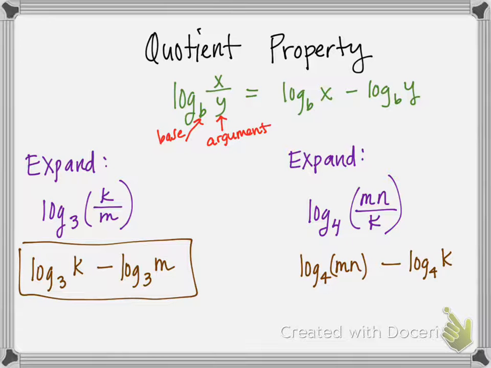Now this is not complete because this first log, the argument has really two parts there. It has an m and an n, which are being multiplied together. Whenever you have multiplication inside the argument of a log, you can separate it as addition. So log base 4 of m plus log base 4 of n, and that's minus log base 4 of k.